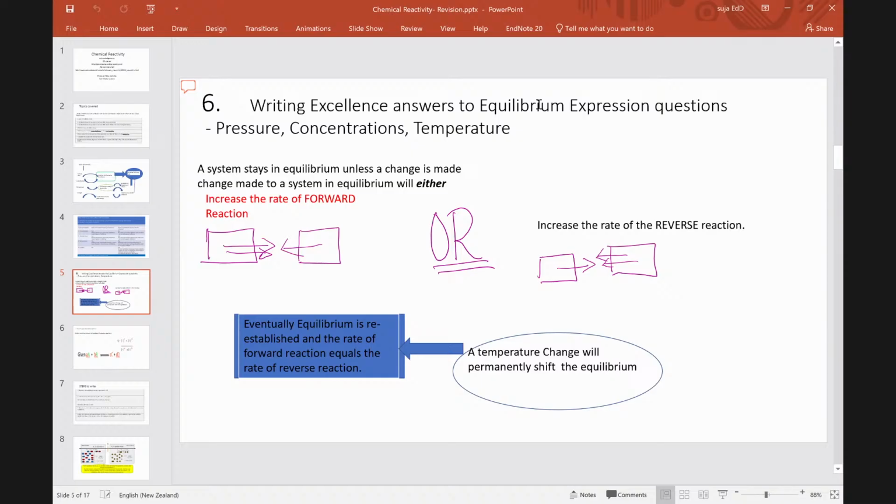Unless you have made any changes. And the changes can be in terms of pressure, concentration, or temperature.